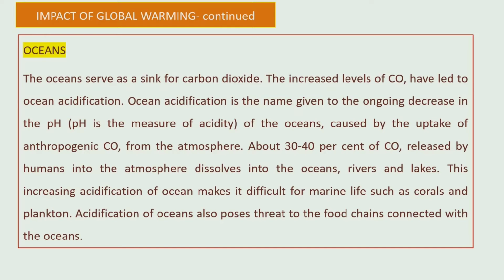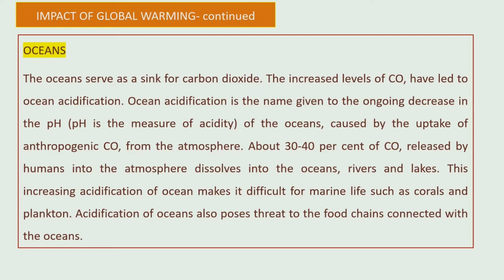pH is the measure of acidity, caused by the uptake of anthropogenic carbon dioxide from the atmosphere. So this ocean acidification is because of the increase in temperature. When the temperature increases, what happens? It will get mixed up.